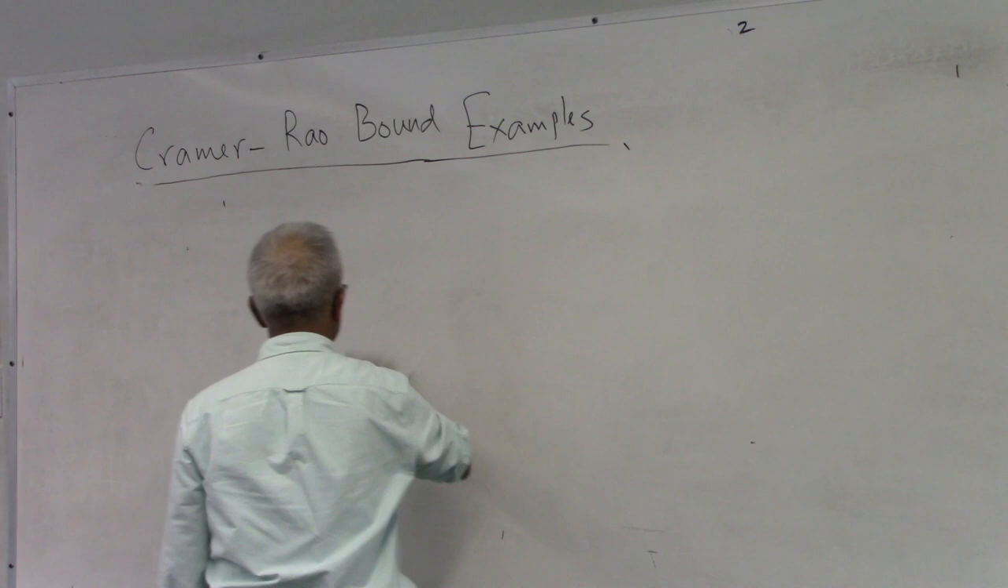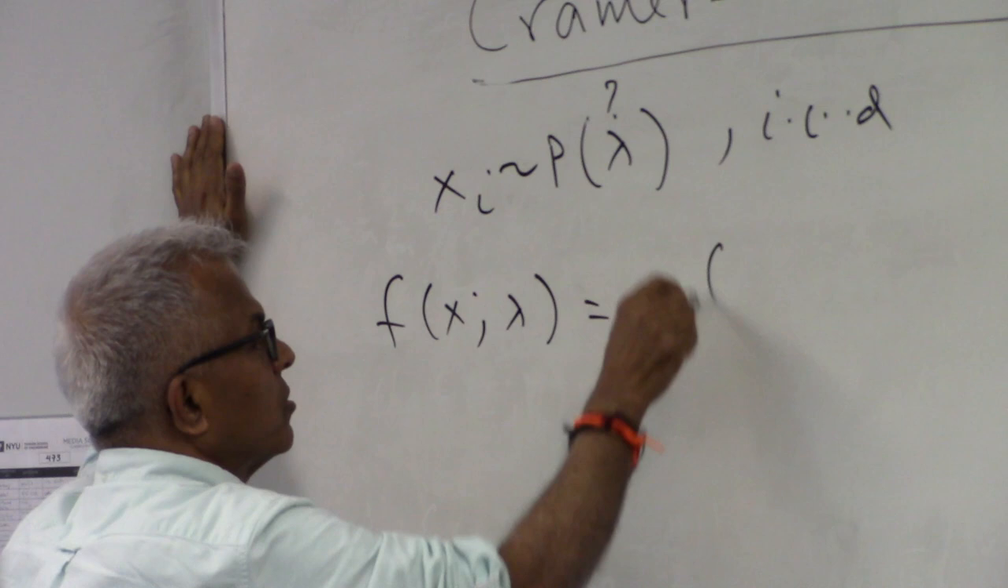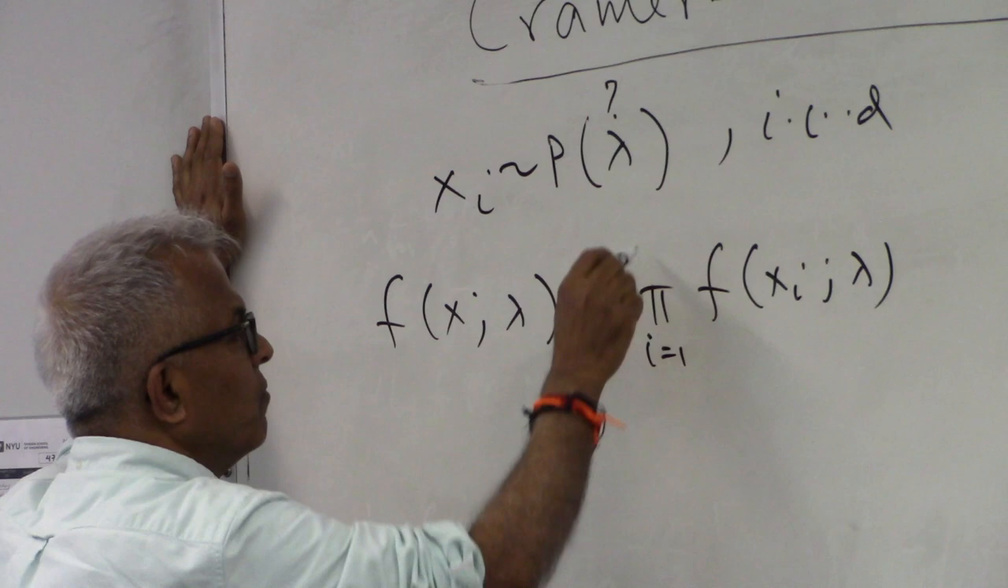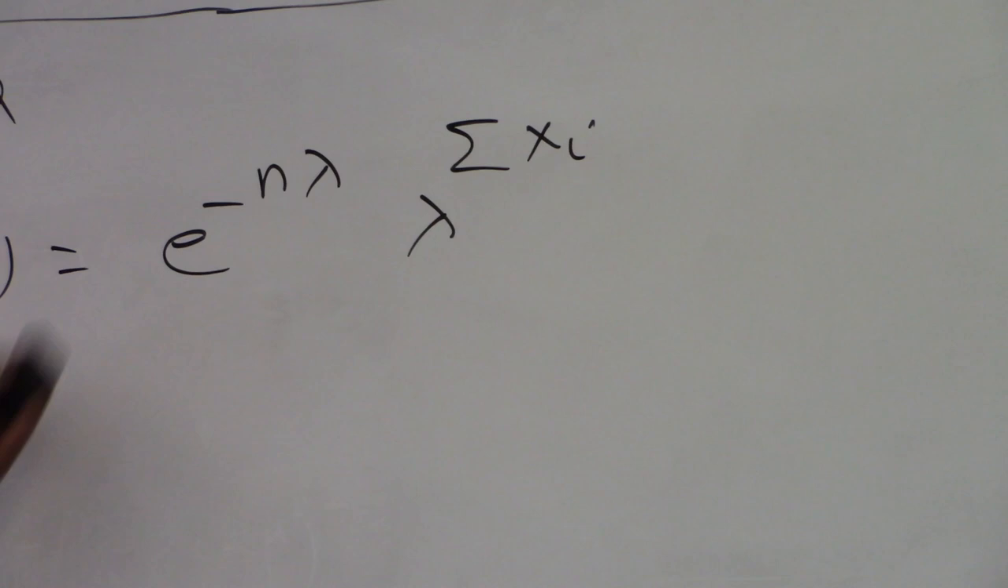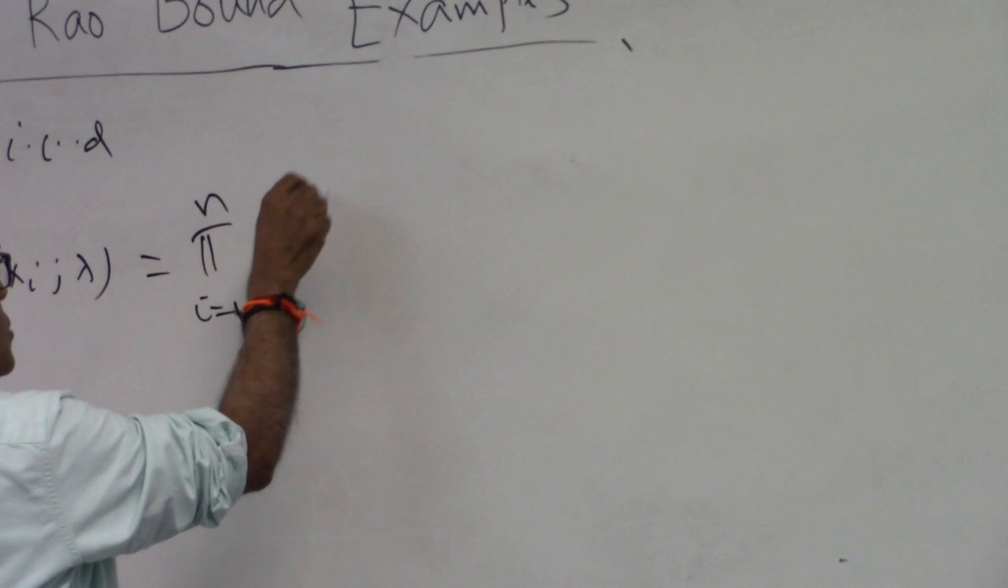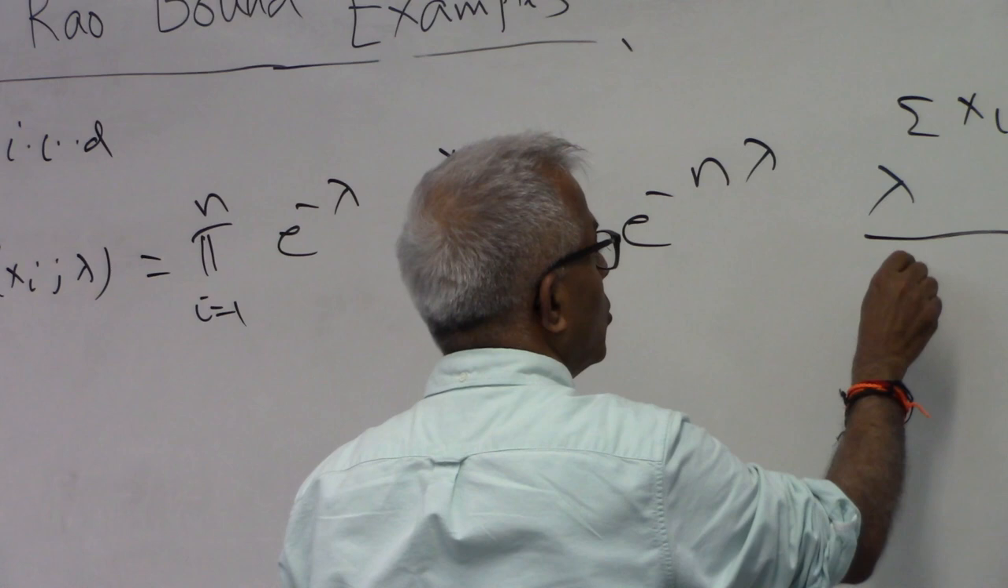So of course, the problem is the Xi's are Poisson with some unknown lambda, and the data is independent. So the joint density function of all the parameters is the product of the density functions of the Xi's. And remember, the random variable is discrete. So each of them will be of this form: e to the power minus lambda, lambda to the power xi over xi factorial. So this is e raised to minus n lambda, lambda to the power sigma xi over the product of xi factorial.